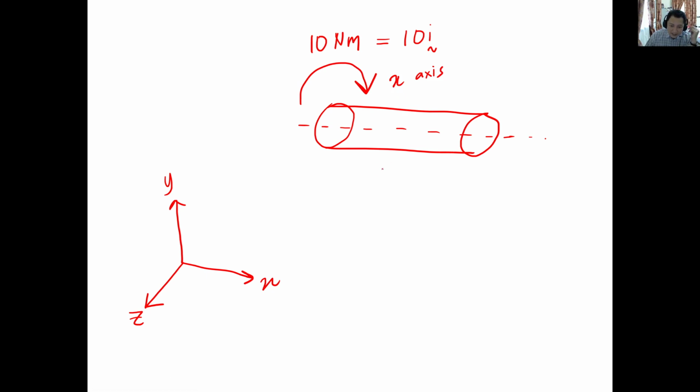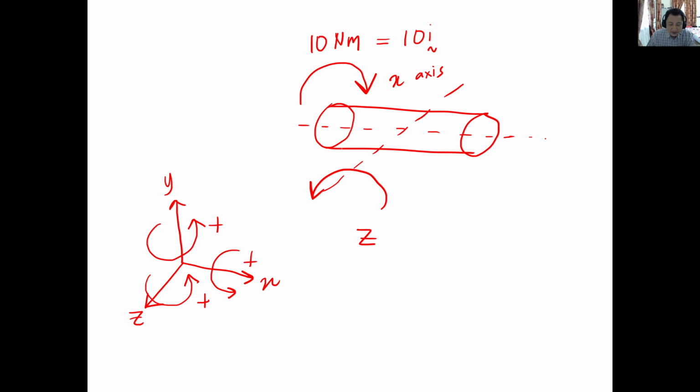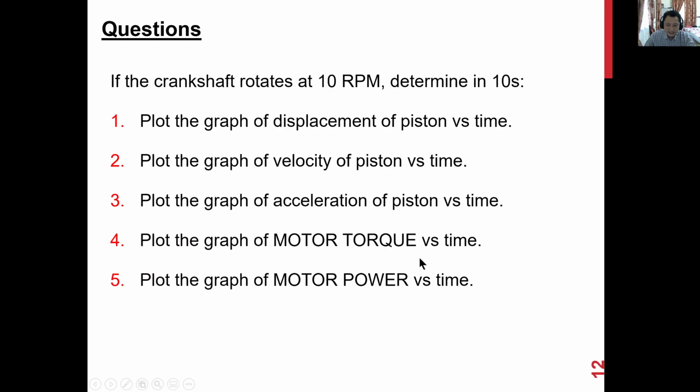So if it rotates like this, this one would be Z. Okay, this axis is Z. So remember, it follows the right hand rule. If it rotates like that, it's positive. If it rotates like this, it's positive. If it rotates like this, it's positive. If it's the other way around, it's negative. Okay, so this is all the basics.